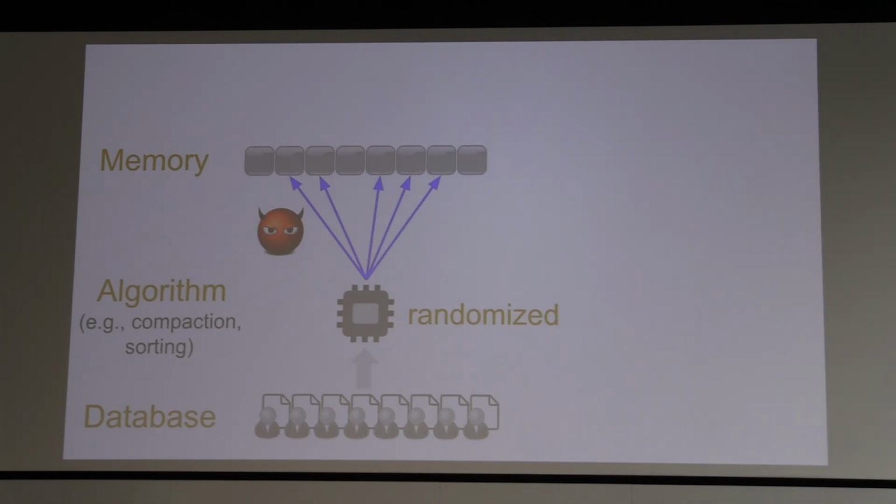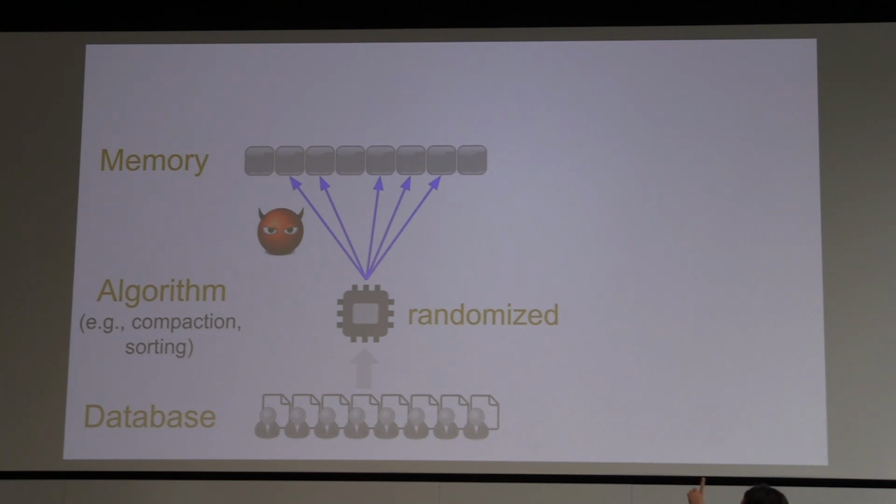Imagine there's a database of user records. And we are going to run some algorithm on this database. If you want something concrete, you can think of the algorithm as a compaction algorithm or a sorting algorithm. Now, when you execute the algorithm, the CPU has to access the memory. And it incurs some access patterns, and the adversary can observe the access patterns. The adversary cannot observe the data contents, but it can observe the access patterns.